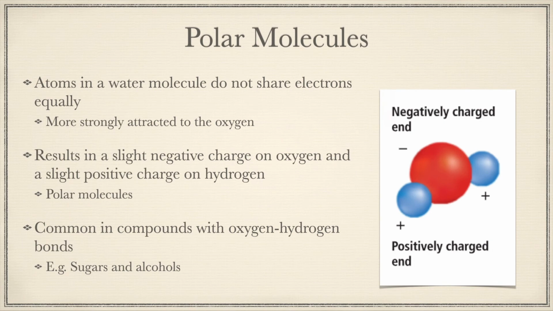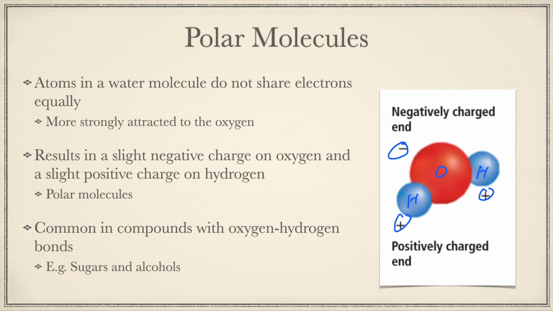And polar molecules. Atoms in a water molecule do not share electrons equally. Some elements have a stronger pull for electrons than others. In this case, oxygen pulls electrons more strongly than the hydrogens do, so the electrons are more strongly attracted to the oxygen atom. This results in a slight negative charge near the oxygen atom, just this one, and a slight positive charge near the 2 hydrogen atoms. So this results in a polar molecule, because there's a positive end and a negative end to the molecule.